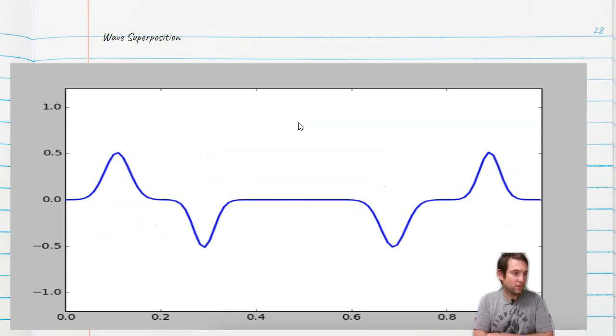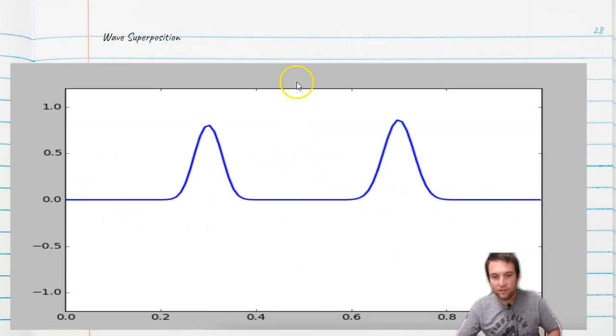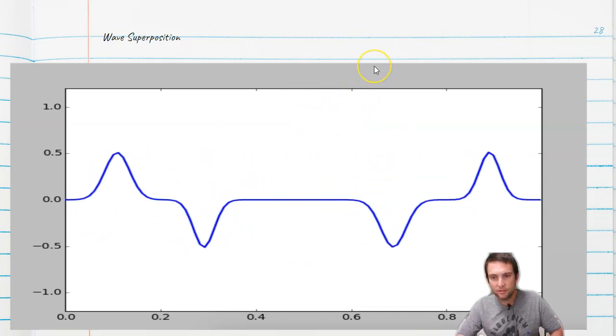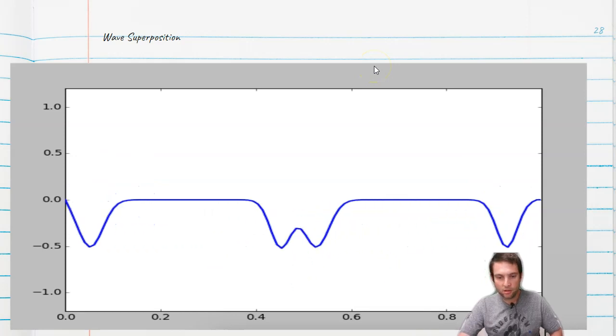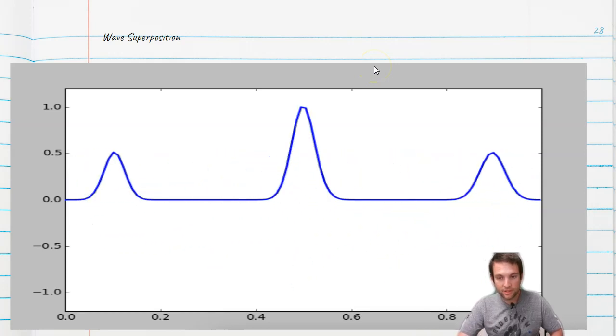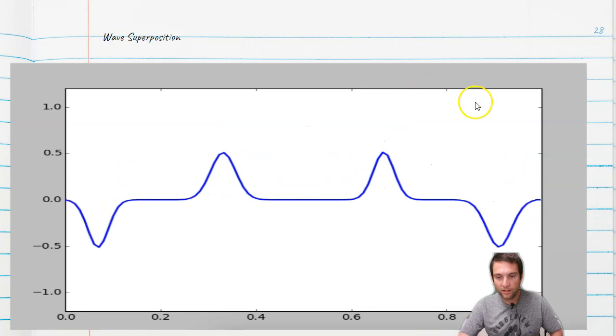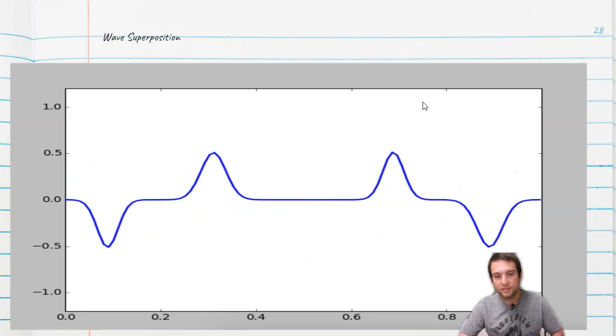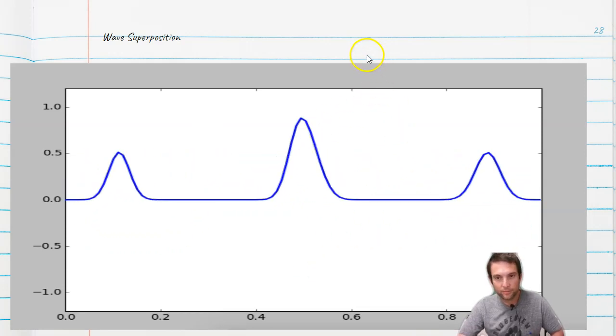Again, if two waves are in phase, they add together. If they're out of phase, then they subtract one another. You can slow down the animation on YouTube so you can see this a little bit clearer, but here we have waves moving in opposite directions and they're interacting with each other, sometimes making larger crests and sometimes canceling each other out when they're out of phase.